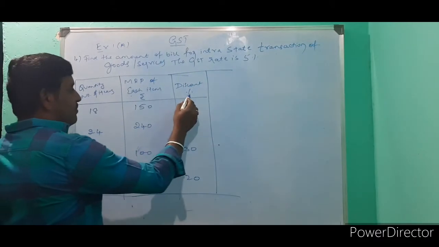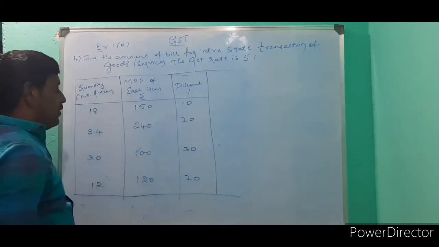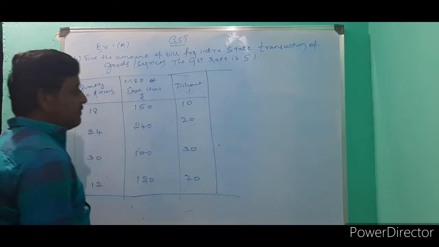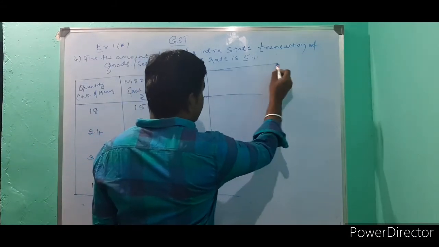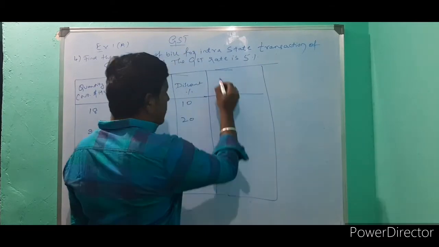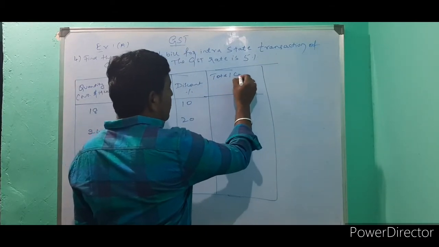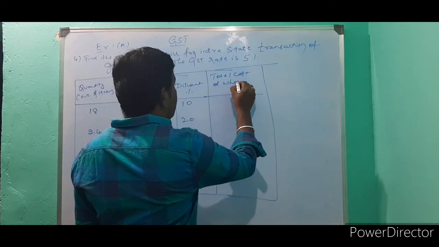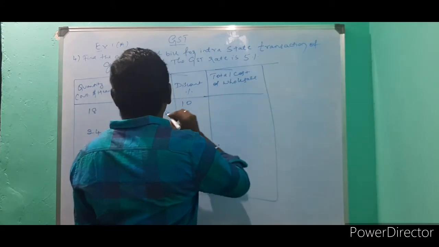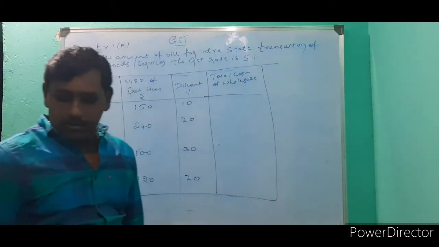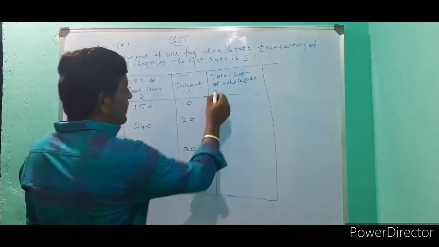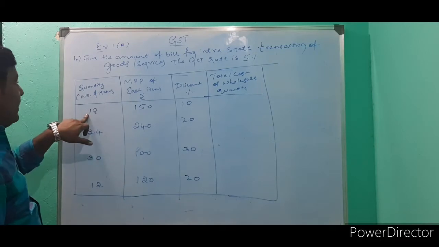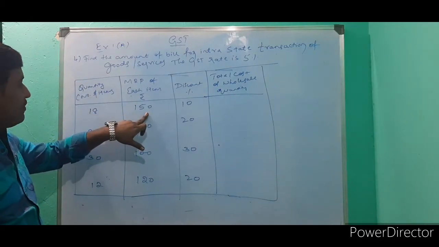So here the discounted price, the MRP of each product, and the number of quantity of items are given. So first we find the total cost of wholesale quantity. That means here you have to multiply the number of items and each item's value.